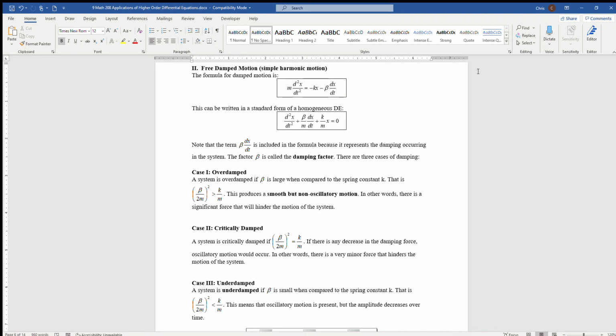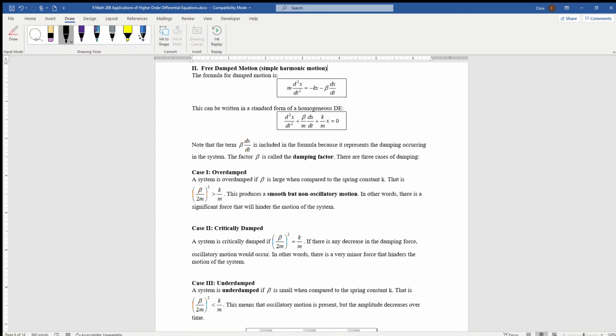We took a look at a completely free motion system. Usually that doesn't really happen in real life, but there are systems where there's a slight hindrance that occurs other than gravity. What we're going to do is introduce a new factor, a new term, into the equation that we just formulated.